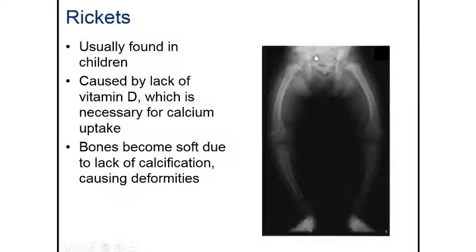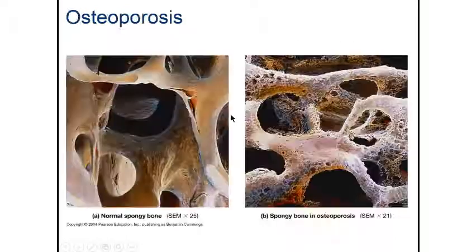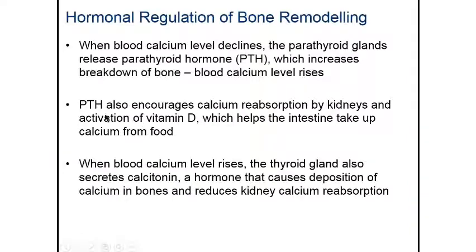Here is another one called rickets. And this usually is common in children, and it's caused by a lack of vitamin D. If you go back to a few slides earlier, I forgot to mention this, but PTH, I told you, would help the intestine to take up more calcium, but in order for you to do that, you actually have to activate vitamin D first.